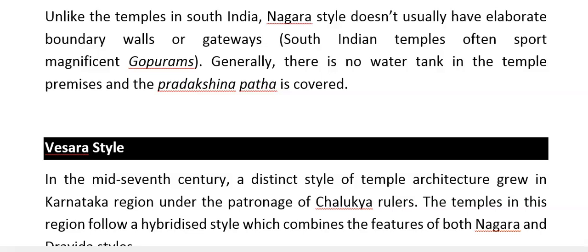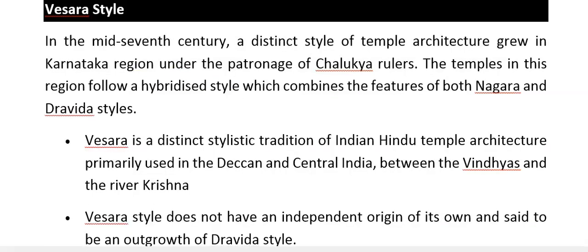Now let's see what is Vesara style. So the Vesara style of temple architecture is the fusion of the above two styles, that is the Dravidian style and the Nagara style of temple architecture. This style became popular after the mid 7th century at the time of Chalukyas. In this style, the presence of pillars is very prominent, but the notable feature is that Gopurams are absent. Also, this style is very much famous in the Karnataka region.